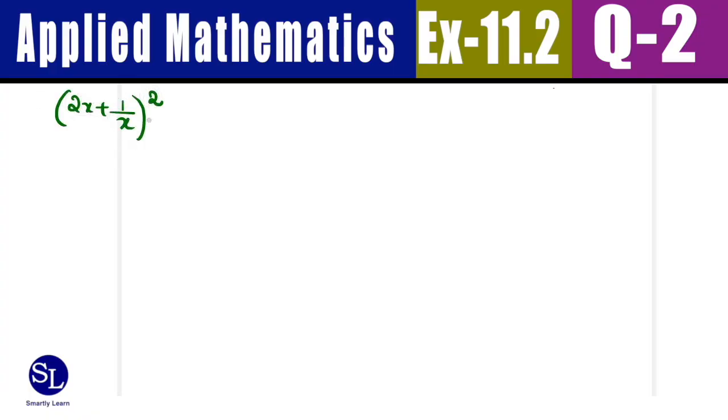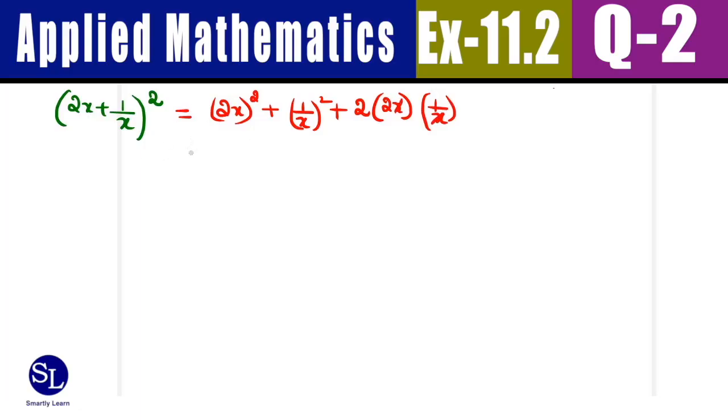Before we do the differentiation, this is of the form (a + b) the whole square. So first let's expand that. (a + b) the whole square is a square, so (2x) the whole square, plus b square, so (1/x) the whole square, plus 2ab, so 2 into 2x into 1/x. So I can strike out the x.